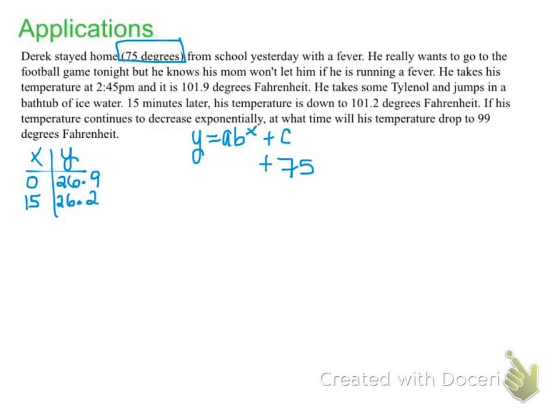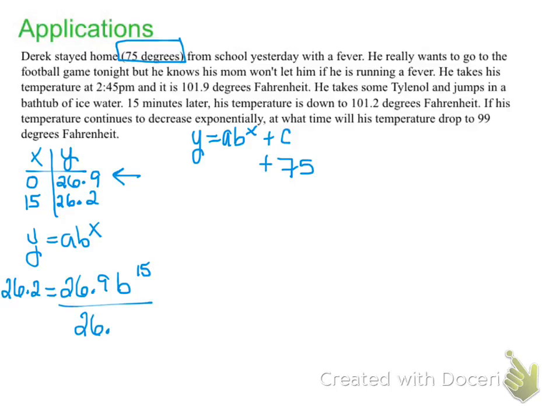Now, using this information, we're just going to go to a basic y equals ab to the x power. And we know a already based off of our table because we know our starting value, and that's what a represents, our starting amount. So I can set this up already with 26.9 times b to the x power. And I'm actually going to set that equal to 26.2 and put x as 15, so that way I can solve for that b value. Divide by 26.9.